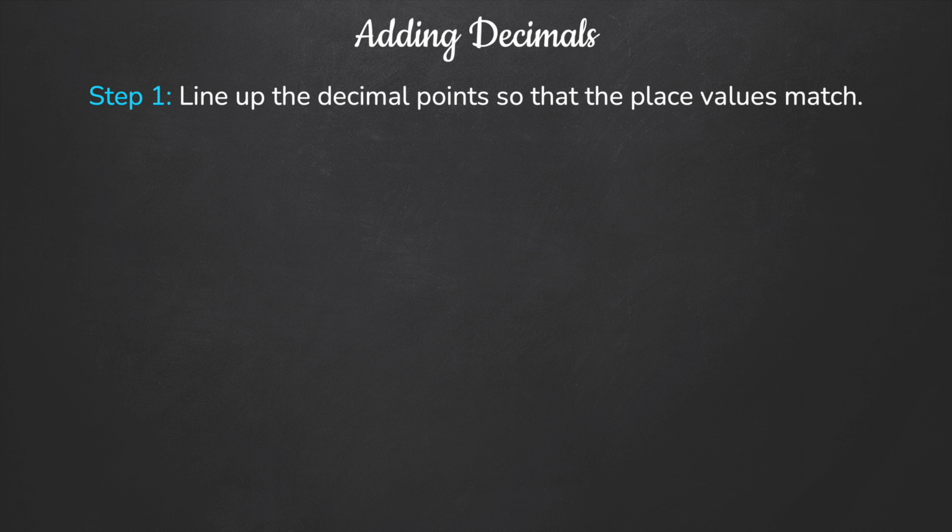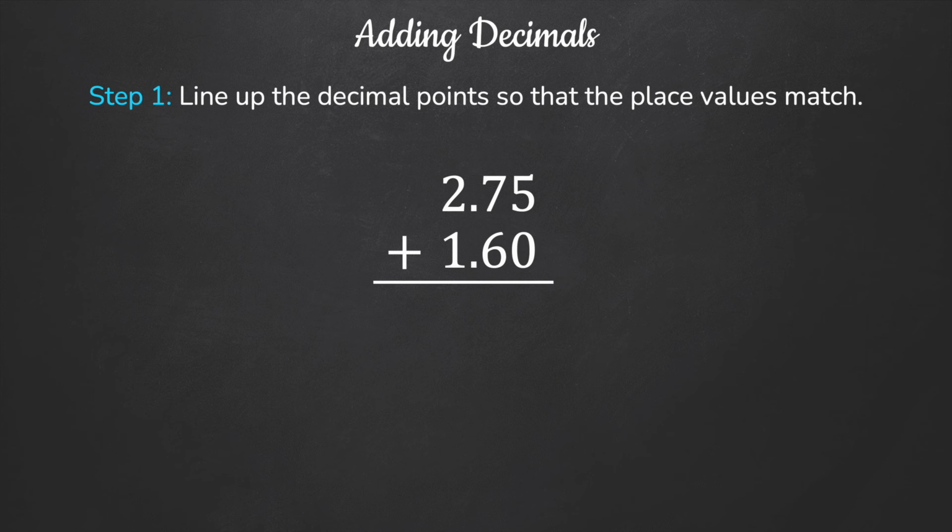So in order to add decimals, the first thing we need to do is line up the decimal points so that the place values match. Here we have both our numbers, and notice that the decimal points are directly above each other. If I drew a vertical line, it should pass through both of the decimal points because we're lining them up so that we line up our place values as well.